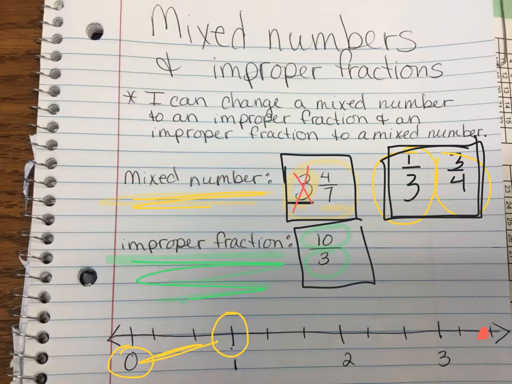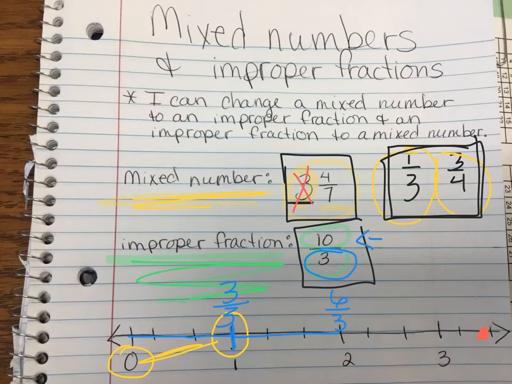So let's try this next one. That's 10/3. That means that I have items and they're cut into 3 pieces. I have 10 of those items that are cut into 3 pieces. Well, one whole is cut into 3 pieces. So here we go. 1, 2, 3. If I were to show that as a fraction, it would be 3/3. But I need 10, so I'm going to keep counting. 4, 5, 6. Now I have 6/3 because they're still cut into 3 pieces.